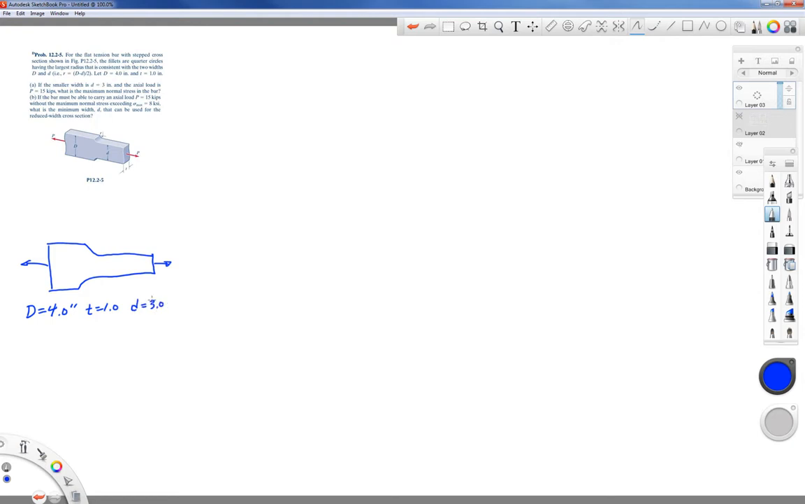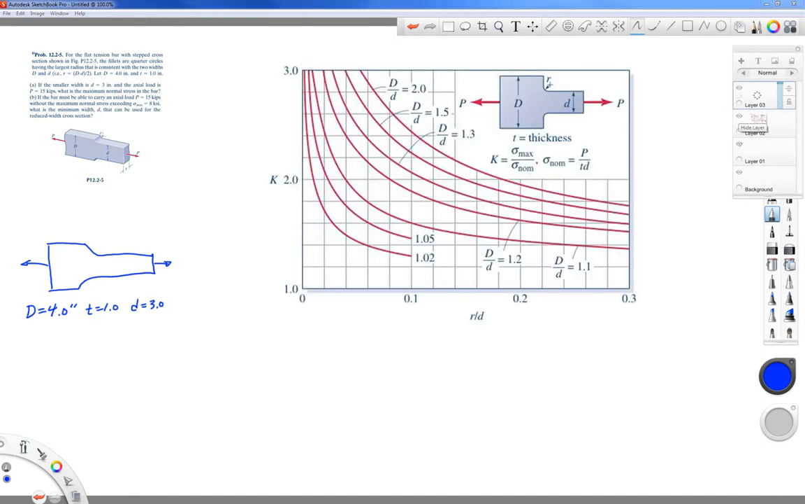So we need to go find in our book the appropriate stress concentration factor chart. I have found that, and so I will call it up right here. If you notice, there's a lot of different curves on here, and these different lines are for different values of capital D over little d. Down on the bottom is this term little r over little d. We're going to need to find that radius of curvature, and they gave us an equation for it. They said little r is capital D minus little d divided by 2.